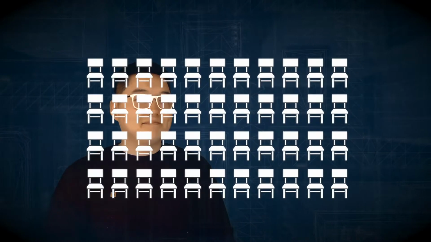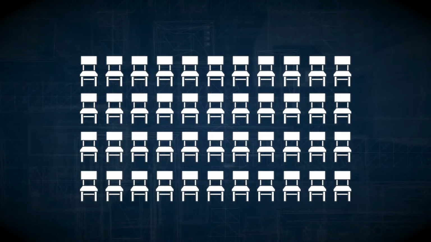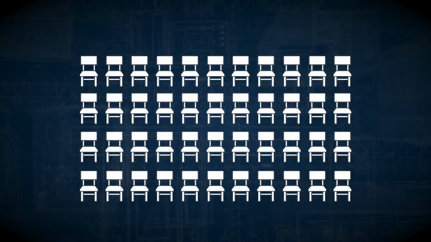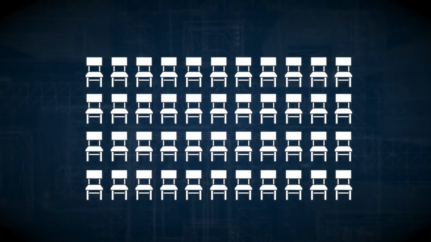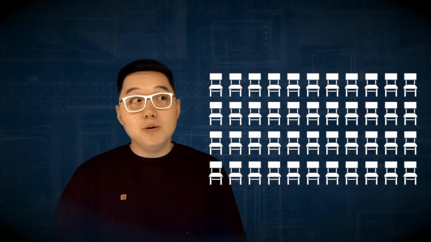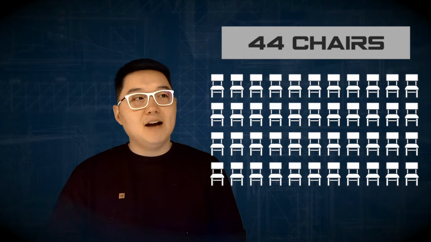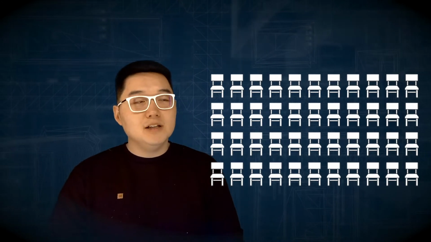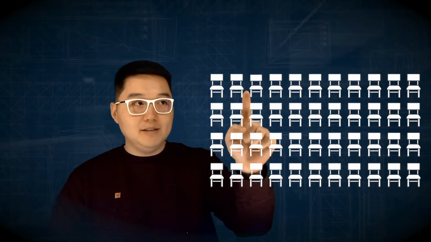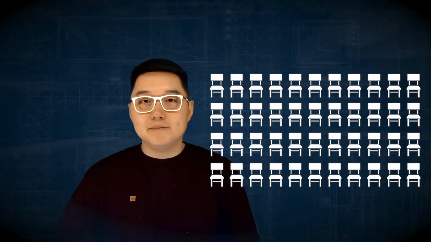Okay, now go ahead and count the number of chairs. I'll give you some time. Okay, so it turns out that there are a total of 44 chairs. Is that what you guys got? Now, what strategy did you use? Did you count each chair one by one? Or is there a faster way of counting the number of chairs?